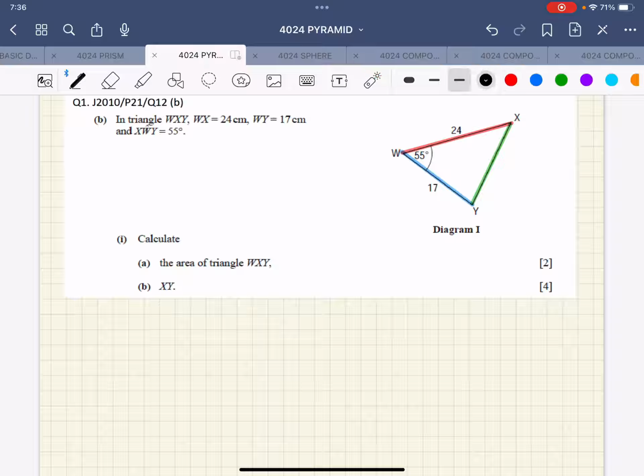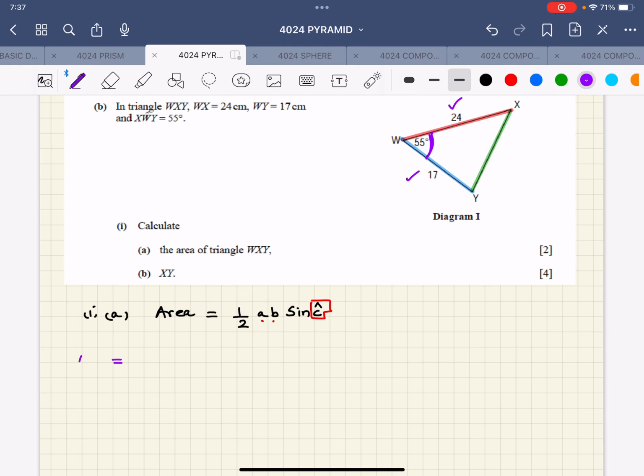So first of all, part A, the formula is area of triangle. Since it's a non-right angle triangle, half ab sine C. What is a and what is b? Two sides, and C is the included angle. So we have two sides, this, and therefore 55 degrees is the included angle. So the area equals half into 24 into 17 into sine of 55 degrees.